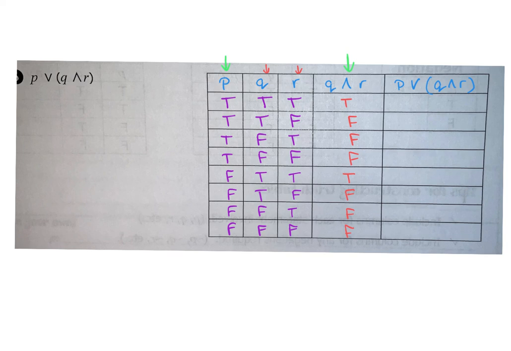All right? So between the first and the last column here, do I have at least one true? Yes. What about the next one? Do I have at least one true? Yes. What about the next one? Yes, because the first one's true. What about this one? Do I have at least one true? Yes. What about this one? No. What about this one? No. And what about this one? No. That is my truth table for this one.